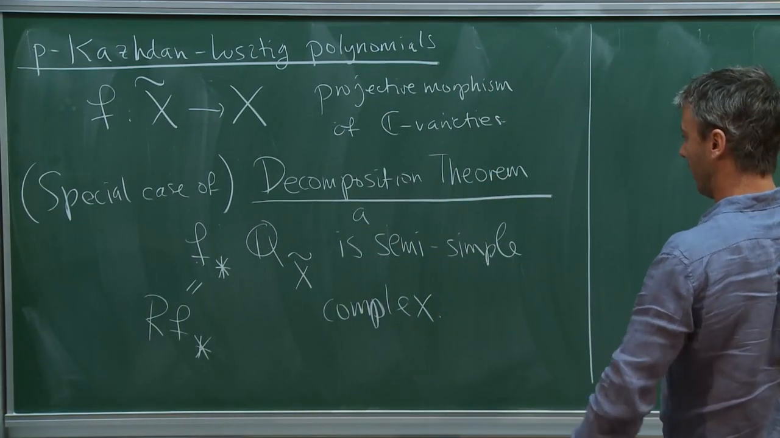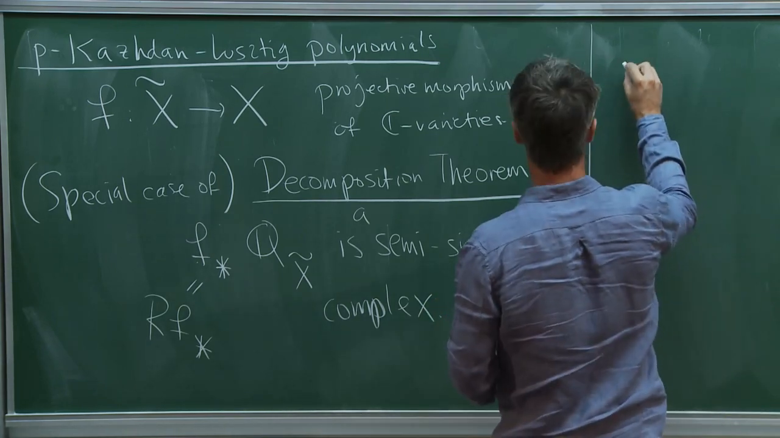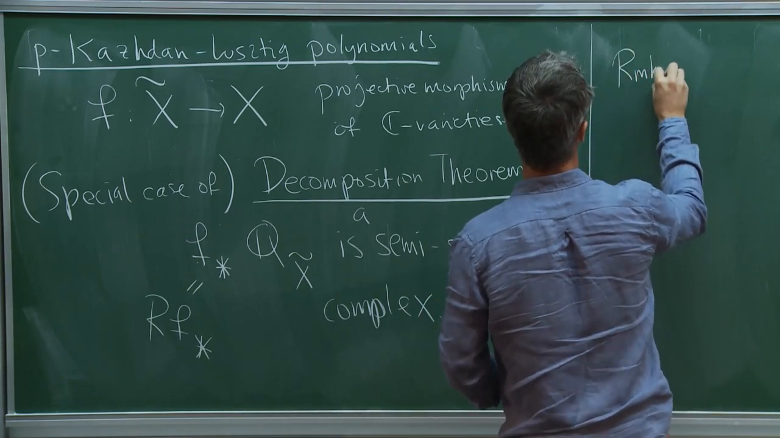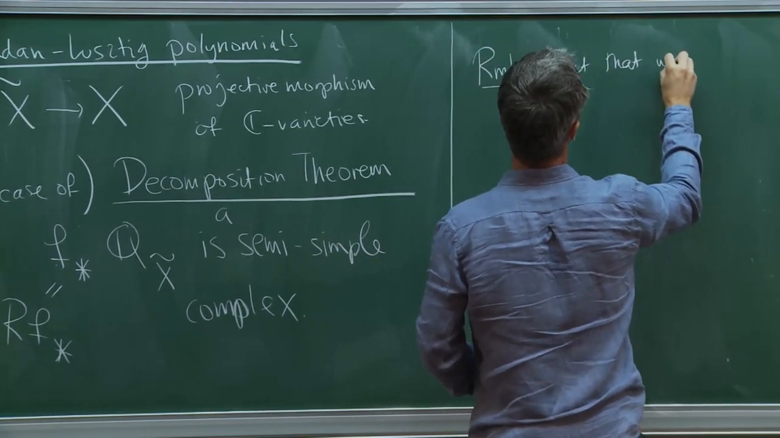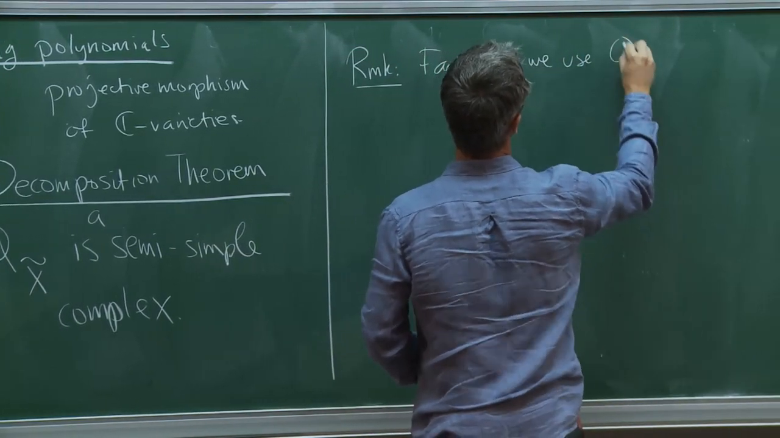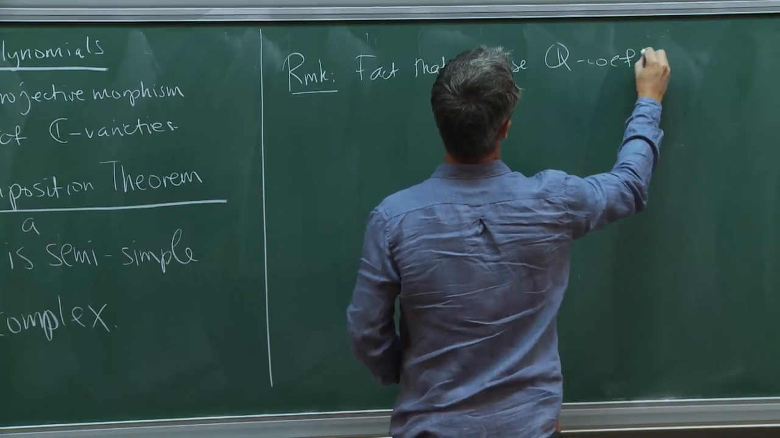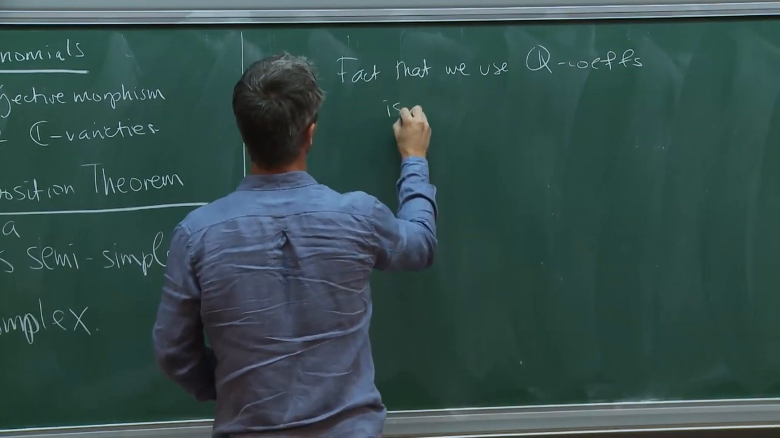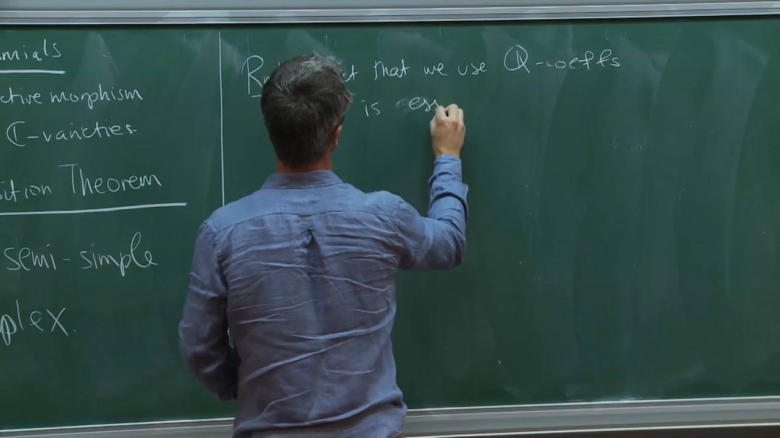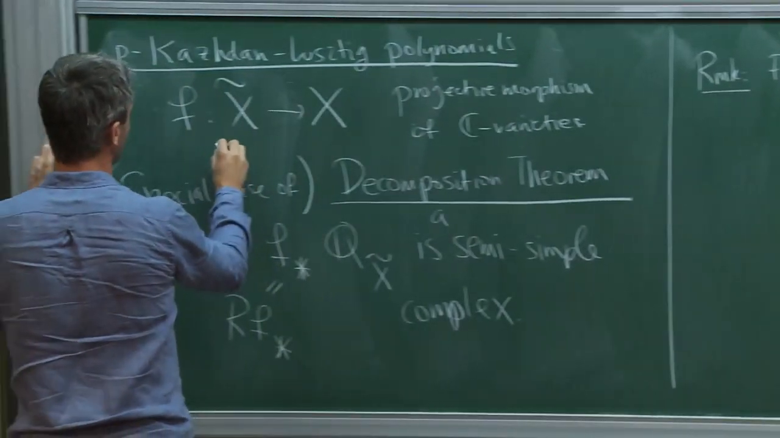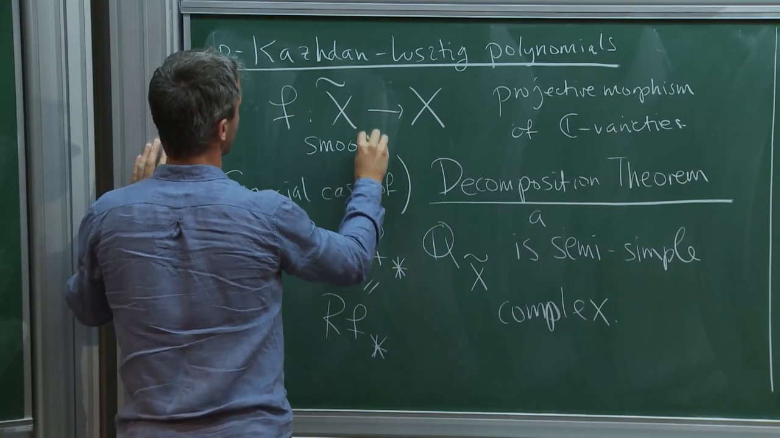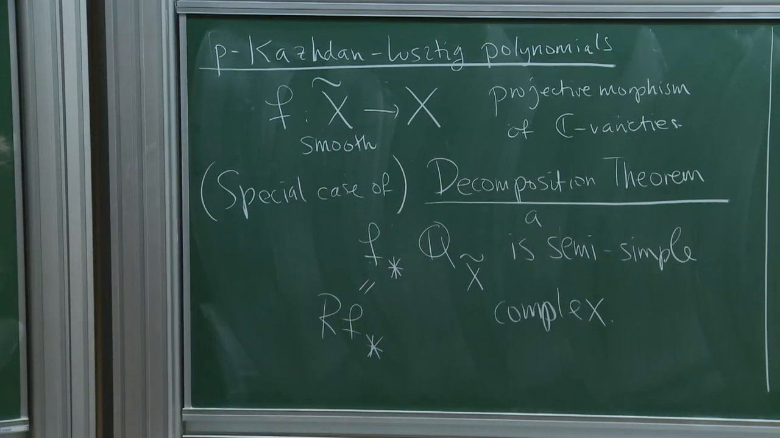And a remark is that the fact that we use Q coefficients is essential. So of course X tilde is non-singular. Yes, this is smooth. X can have singularities. Yes.